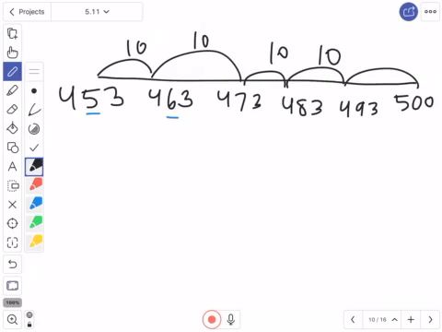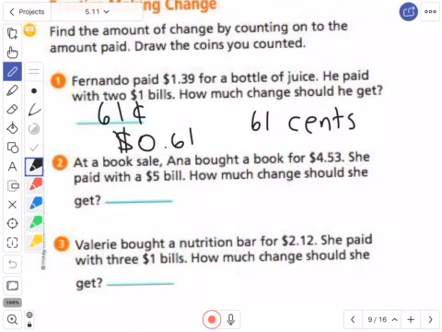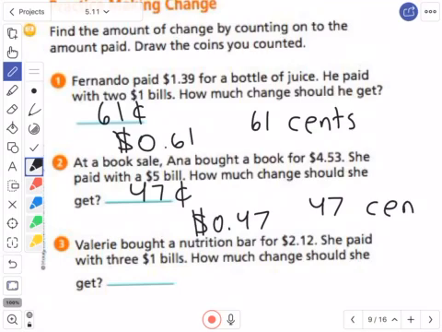94, 95, 96, 97, 98. Oh, 7. And I just got to count my money. 10, 20, 30, 40, 47 cents. Back here, right, 47 cents, or $0.47, or 47 cents.